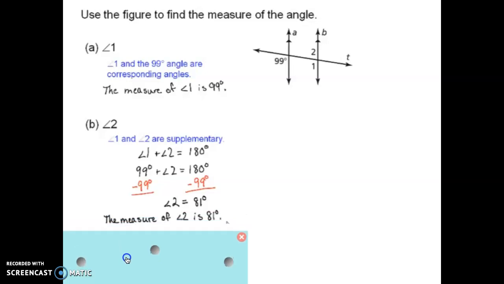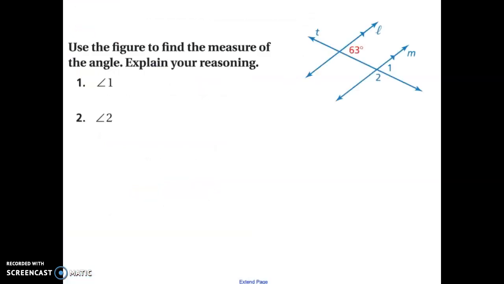That's really cool. So the measure of angle 2 is 81 degrees. And we know that because angle 1 is corresponding to the 99 and angles 1 and 2 are supplementary, so they have to equal 180 degrees. That is so cool. I hope you're enjoying that too. I think it's very neat. All right, my next example.